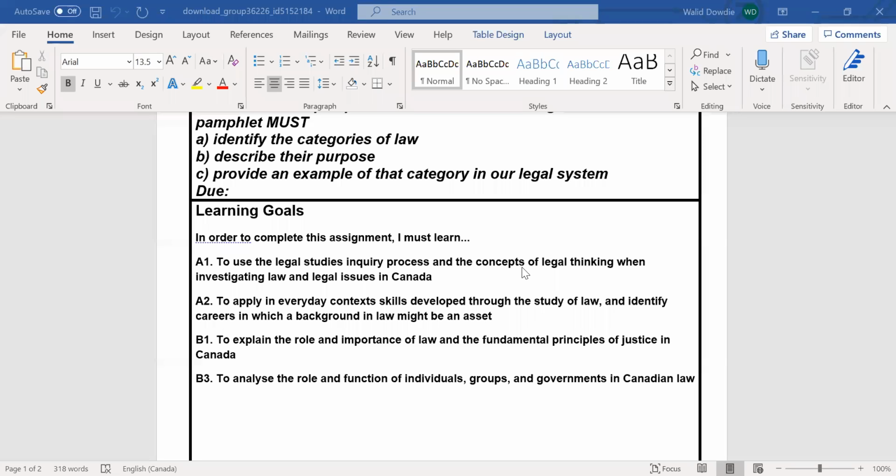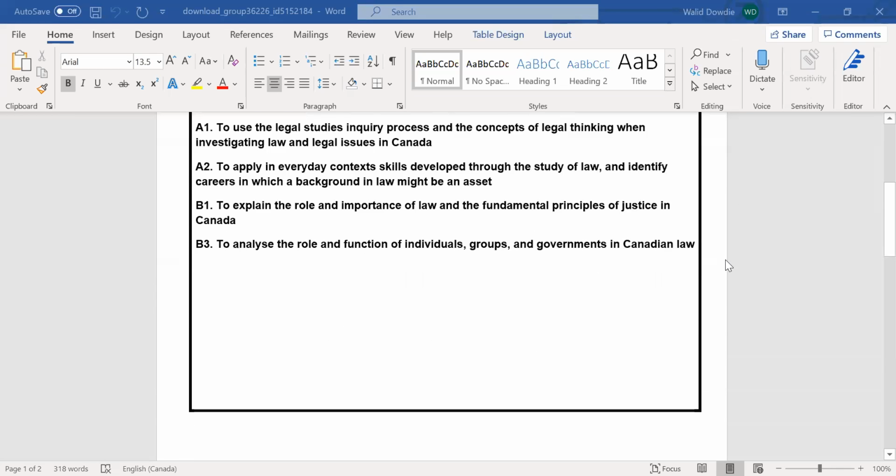Right. So part of this is to understand these are the fundamental principles of law. The categories are there to understand what each branch does, what the role is, and how it helps in forming our legal system. So scrolling down, you'll notice the next thing you'll see.